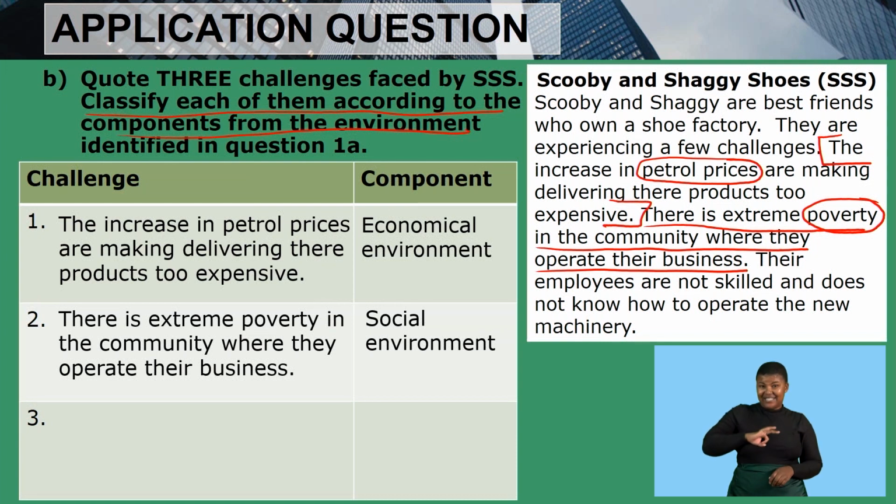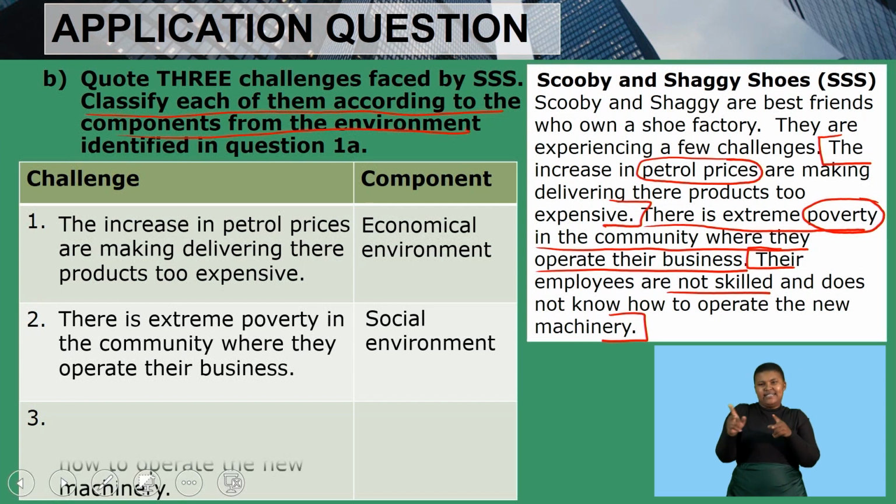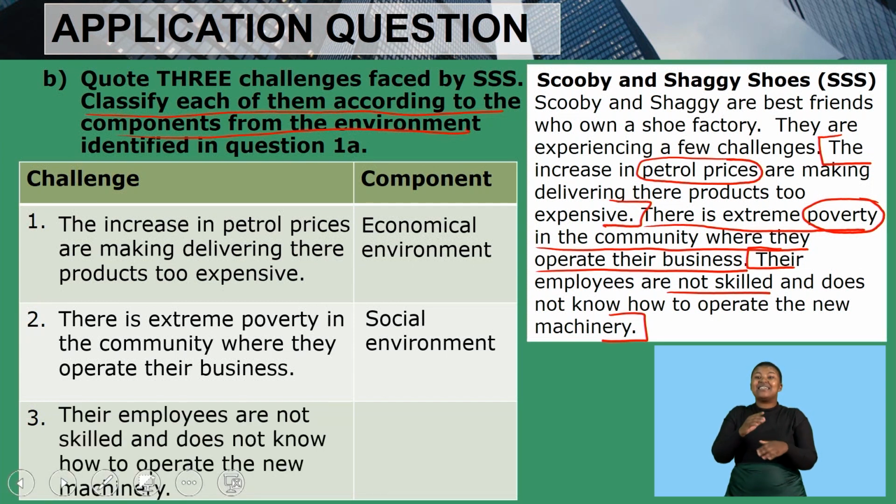Then it continues to the last sentence. Their employees are not skilled and do not know how to operate new machinery. The new machinery is, of course, then technology. And the fact that they are not skilled is an example of a technological environmental factor that can challenge the business. So, of course, then our quote will be that whole sentence. The employees are not skilled and do not know how to operate the new machinery. And, of course, we will then classify this as technological environment.